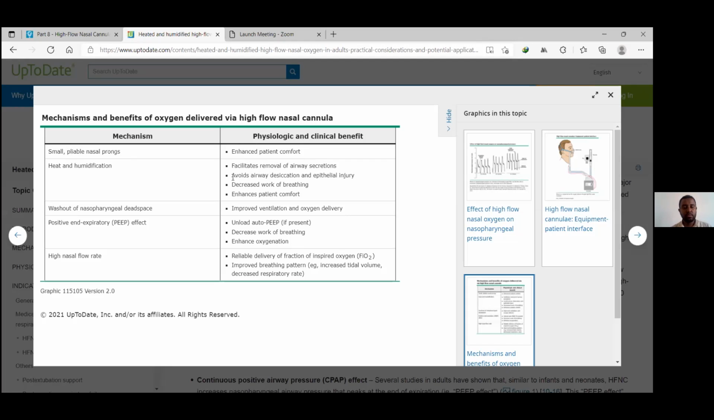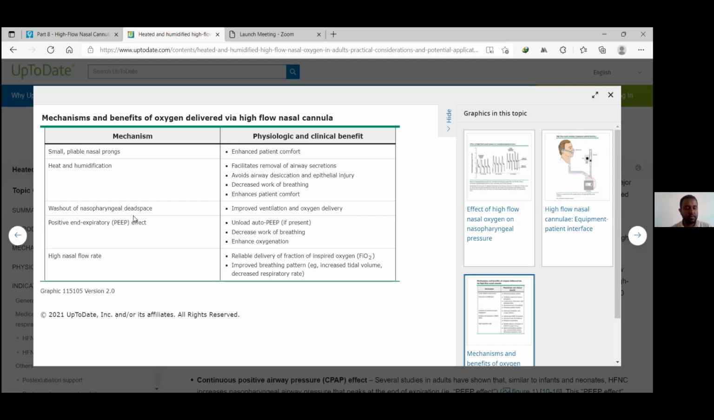There is also the benefit of avoidance of airway desiccation and epithelial injury due to the heated and humidified gases, so decreased work of breathing and enhanced patient comfort. One mechanism for that is heating and humidification. The other one, as most of you have mentioned, is the washout of the nasopharyngeal dead space, which leads to improved ventilation and oxygen delivery.